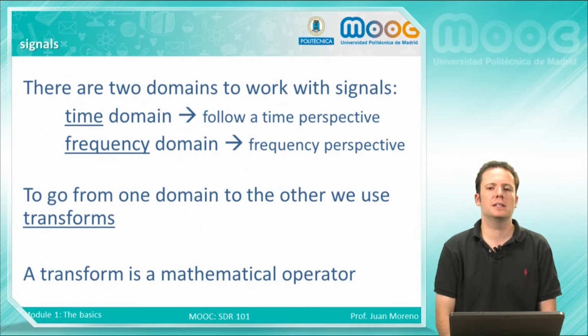There are two domains to work with signals. The first one is the time domain. Here we will follow a time perspective. This is the most common approach and the easiest way to think about the world, with a time perspective. But there is also a very useful domain that is the frequency domain, where you will have to follow a frequency perspective. To go from one domain to the other, we will use a mathematical tool called transform.